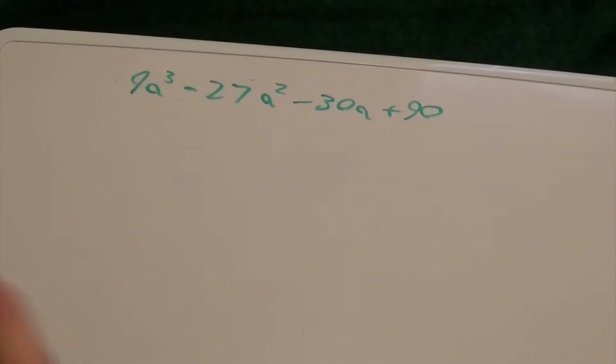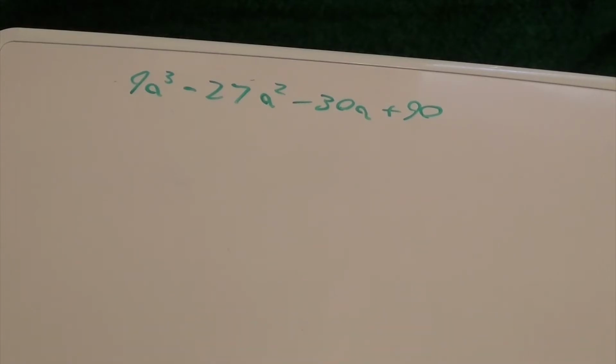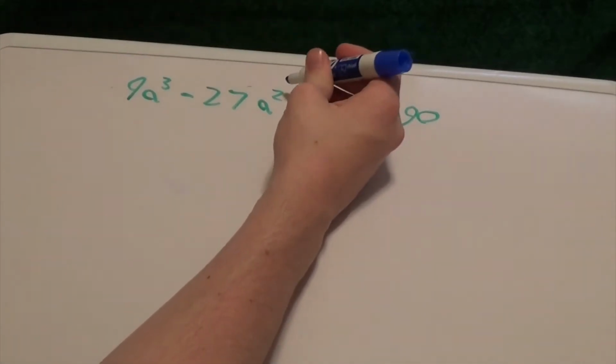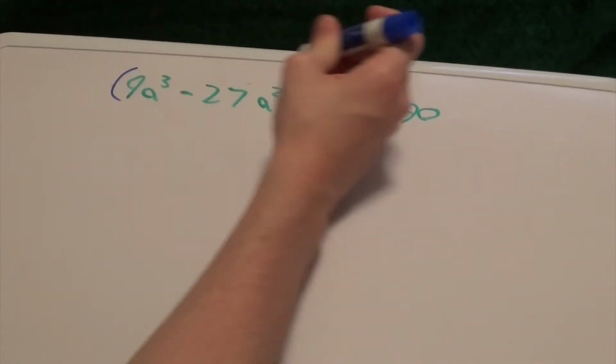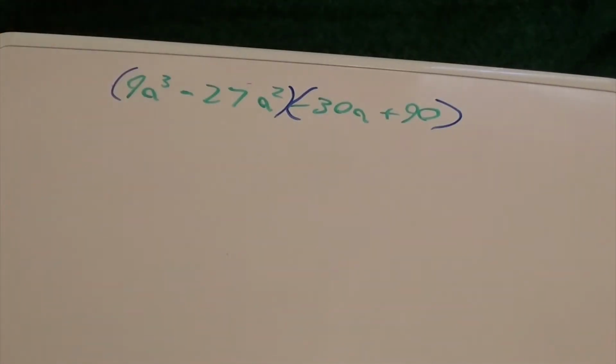Alright, let's go for another example here. We've got 9a cubed minus 27a squared minus 30a plus 90. Okay, so those are some big numbers, so we're gonna do it the same way we've always done it, or already you've seen me do it. So we're gonna put some parentheses around these two groups, because we have 4 terms. Now this grouping, remember, only works with 4 terms, mainly, in this kind of grouping.